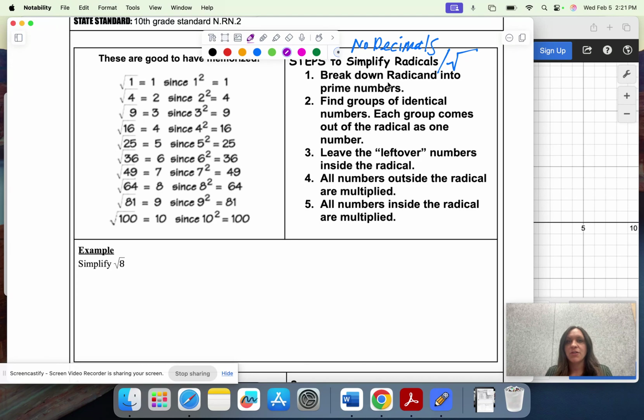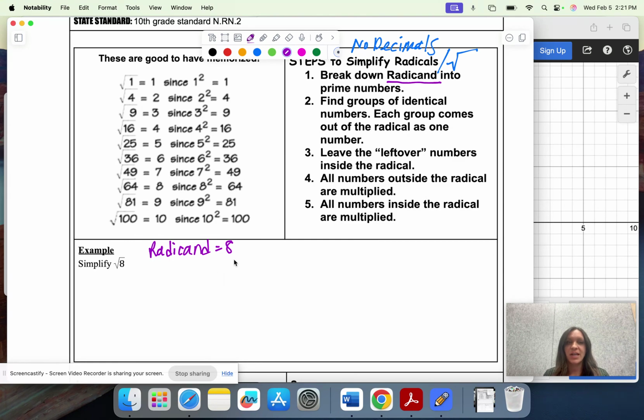So break down the radicand. You're like, what is the radicand? That's the number under the square root. So in our example here, the radicand is 8. Okay, we want to break that down into prime numbers.